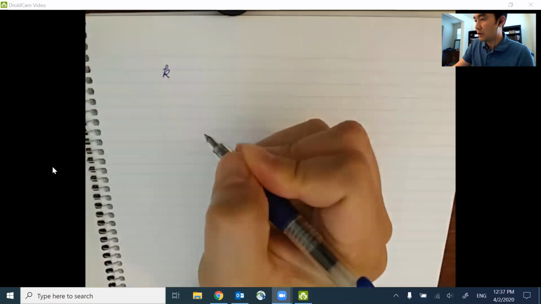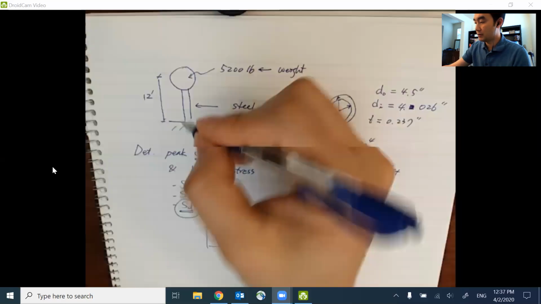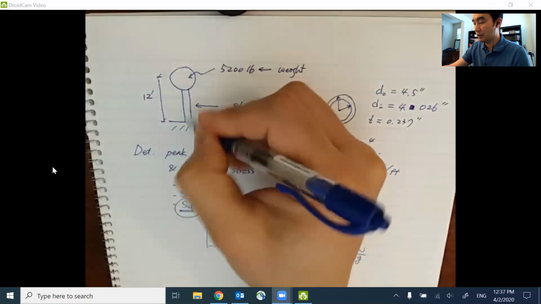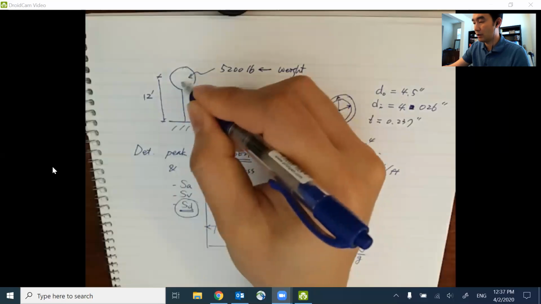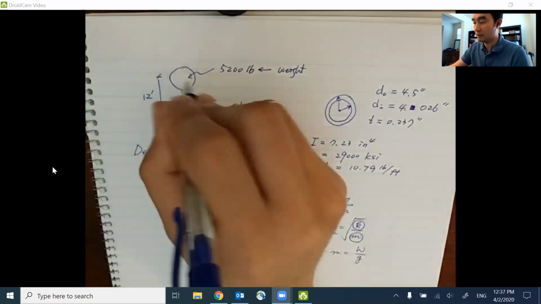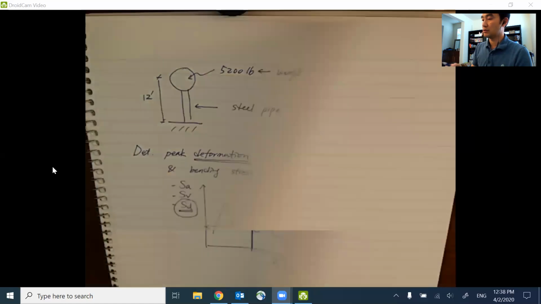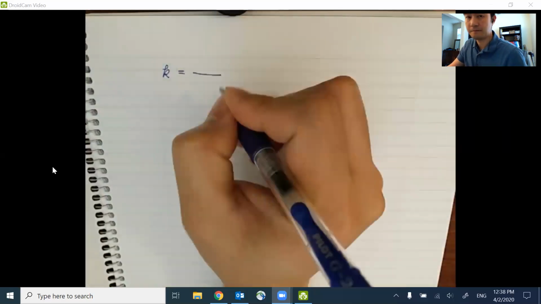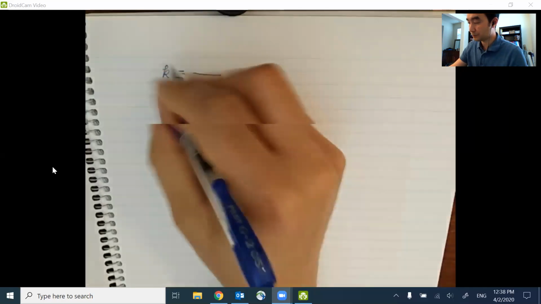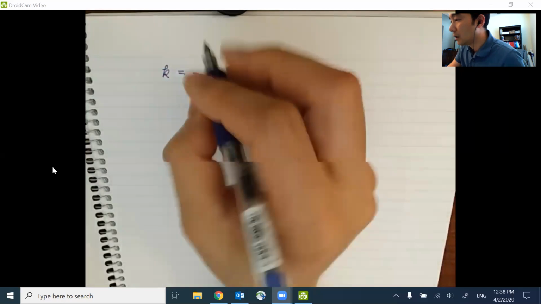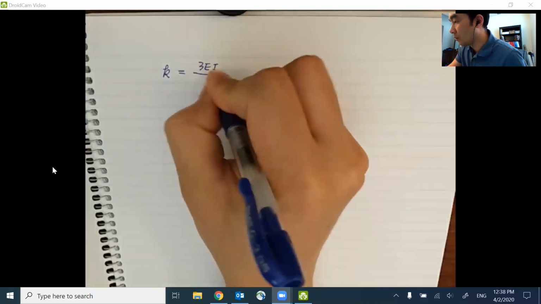Let's start with the stiffness. For the stiffness of the cantilever system, as you can see, this is a cantilever, right? We have a fixed boundary condition here. The structural member is here, and we're going to apply the majority of the mass, which is in terms of the weight in this case, as a load at the tip of the structural member. So we can develop the stiffness of the steel pipe as a cantilever. The corresponding equation for a cantilever system to determine the stiffness k is 3EI over L cubed.